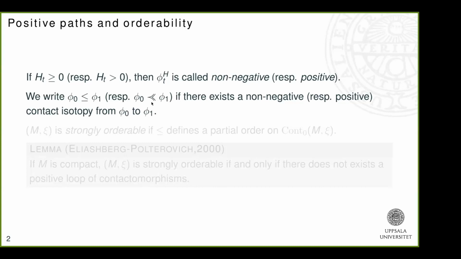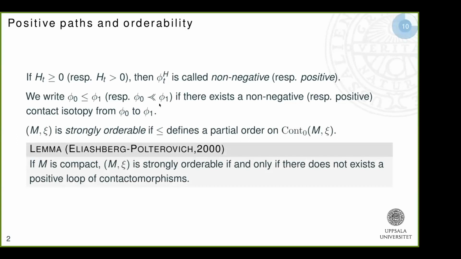And these are in general not partial orders, but if it is a partial order, M is called strongly orderable. And Eliashberg and Polterovich gave a criterion which ensures that M is strongly orderable, namely if M is compact, then M is strongly orderable precisely when there does not exist a positive loop of contactomorphisms.